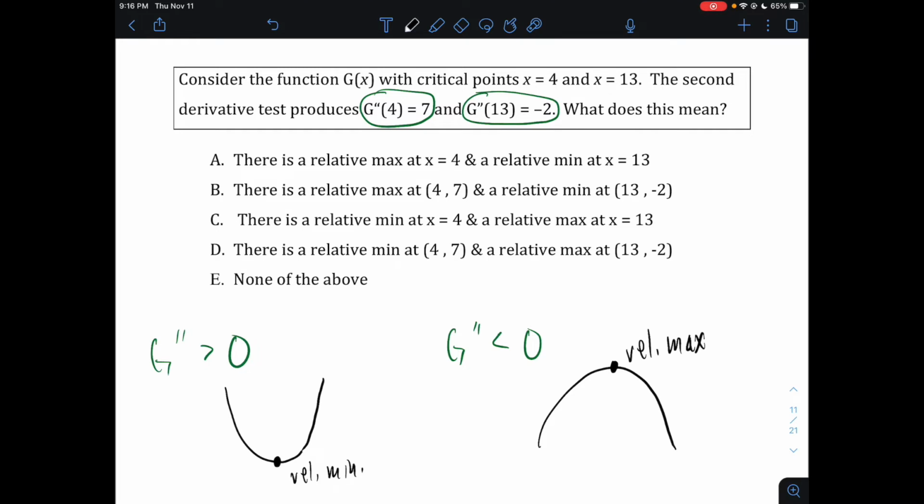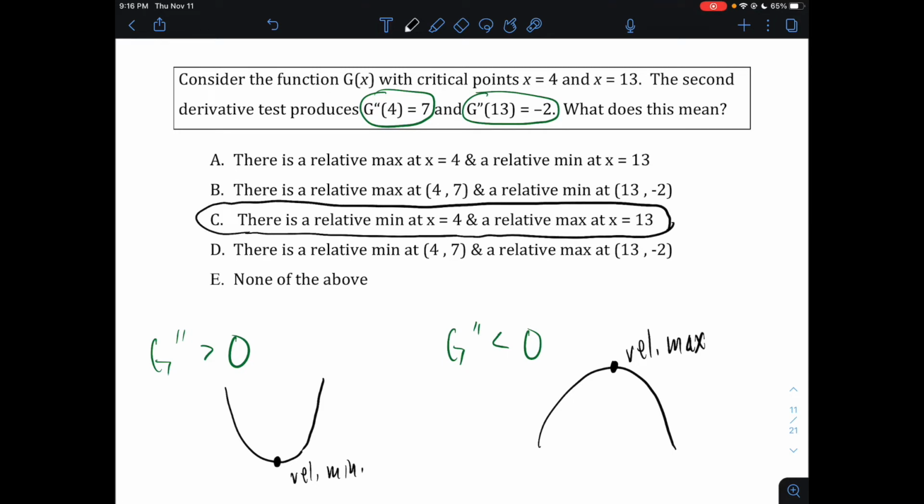So in this case, since g double prime of 4 equals 7, that means that at the input of 4, we're getting a relative min. And then for g double prime of 13 equal -2, that means at x equal 13, we get a relative max. So our answer here is C.